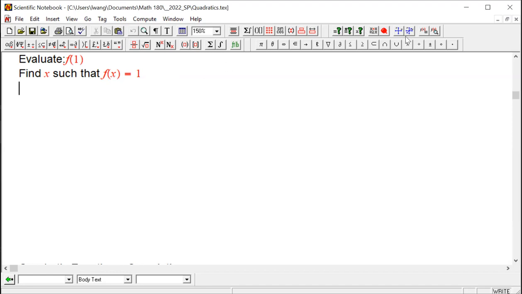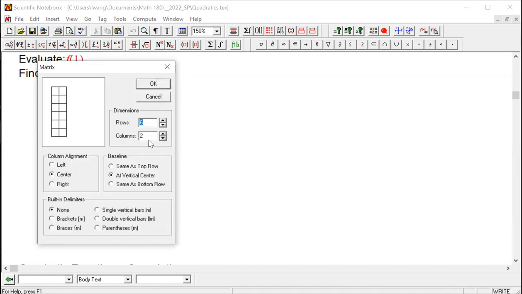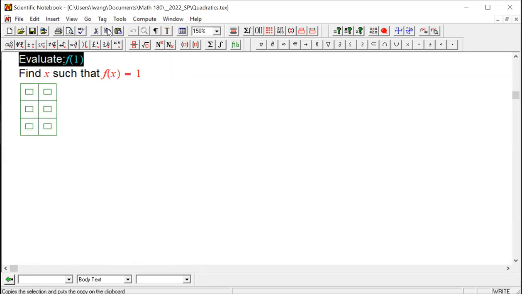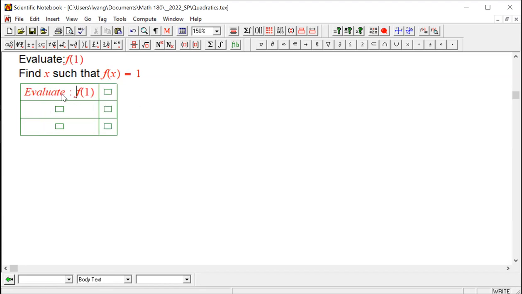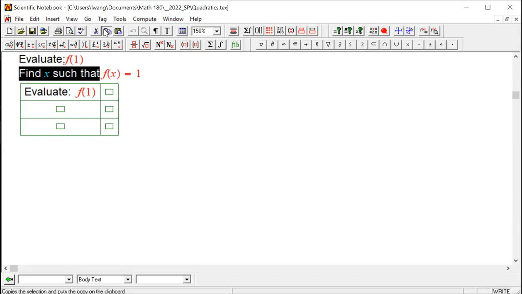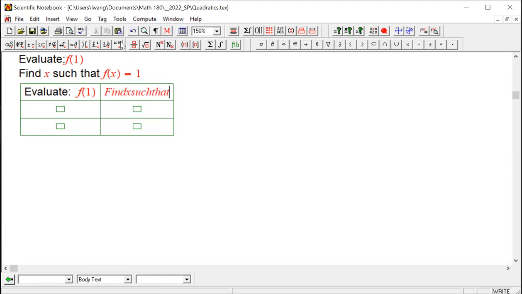To illustrate the difference between these two questions, I'm going to use a table to explain this. What is the meaning of evaluate? And these questions are not unique to quadratics. You see this with any function, it's just that the rules are different. So, find x such that f of x equals 1.